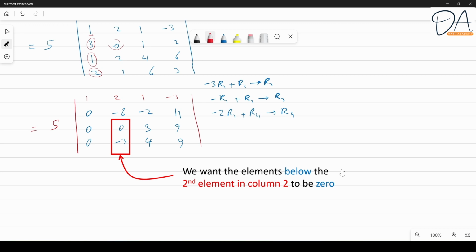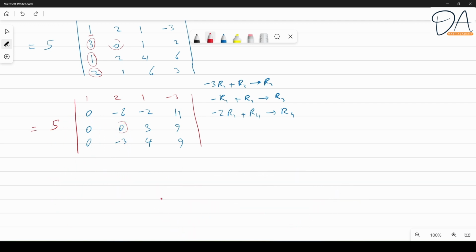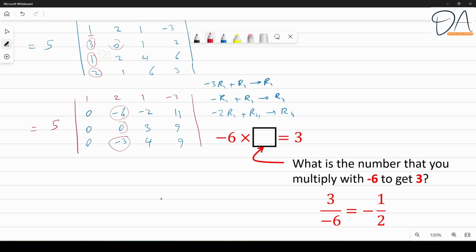Fortunately, during the process, when we are introducing zeros in the first column, we also introduce a 0 here. So we already have one 0. So the only thing that we need to do now is to introduce a 0 here. To cancel minus 3, I need a 3. And remember, because we're on the second column, we're going to use the second row. The element above minus 3 on the second row is minus 6. I need to make this minus 6 to be 3 so that it cancels 3. How to make minus 6 into 3? You need to multiply it with minus half.